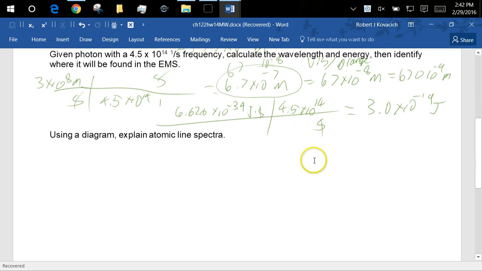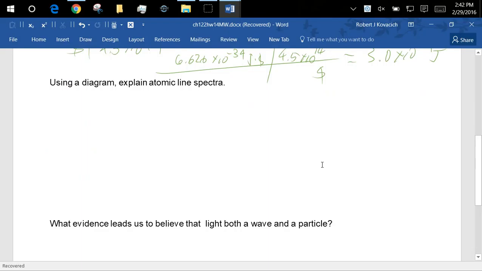All right. Spectra. How do you want to explain atomic line spectra? There's a few different answers you could give, at least two drawings you could give. So what do you want to give?